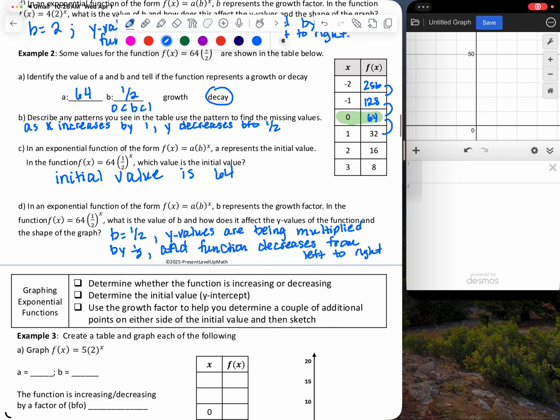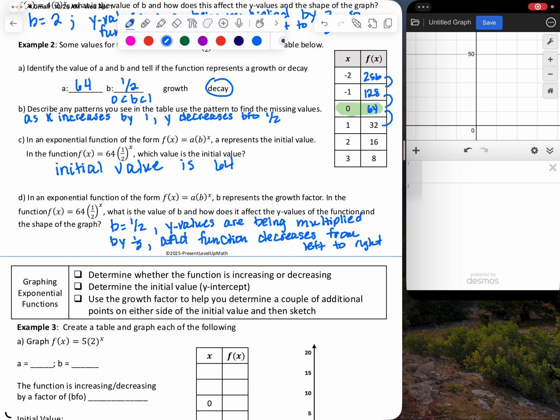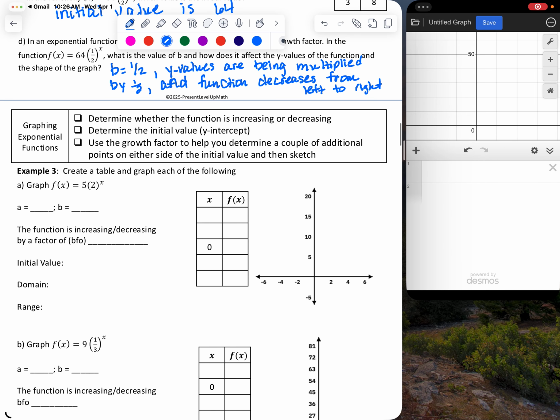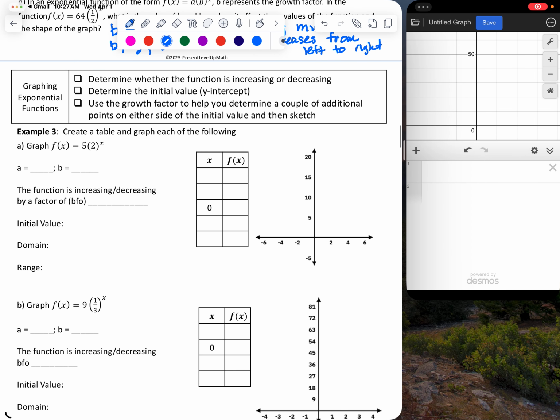Now, in our first 2 examples, we represented an exponential function using tables. We can also represent exponential functions using graphs. So let's look at the steps to graph an exponential function. The first thing you want to do is determine whether the function is increasing or decreasing. To do that, you will look at the b, the base, all right? The next thing you'll do is determine the initial value, or the y-intercept. And the last thing is you'll use the growth factor to help you determine a couple of additional points on either side of the initial value, and then sketch.